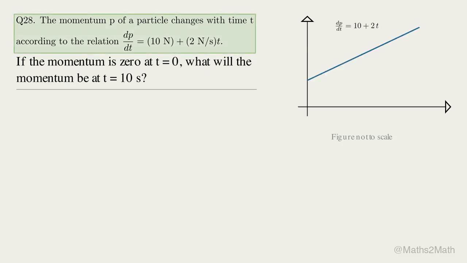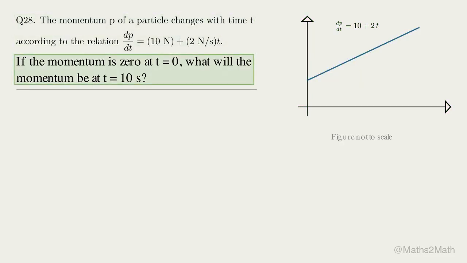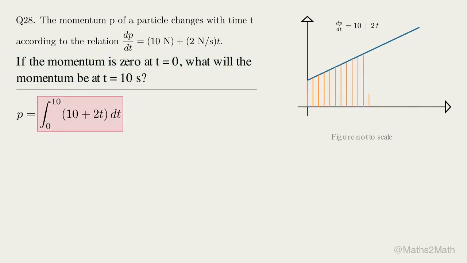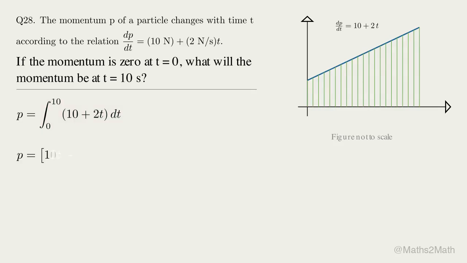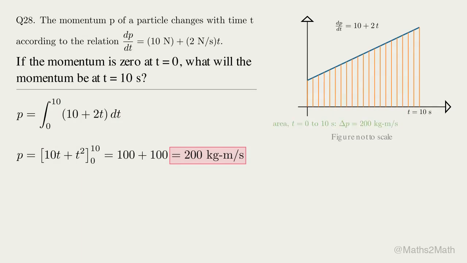Question 28. The momentum changes as dp by dt equals 10 newtons plus 2 newtons per second times t. Momentum is 0 at t equals 0. What is it at 10 seconds? What does this mean? Integrate the rate from 0 to 10. Integrate both sides from 0 to 10 seconds. The antiderivative is 10t plus t squared. At 10 seconds, 100 plus 100. Hence, the momentum at 10 seconds is 200 kilogram meter per second.